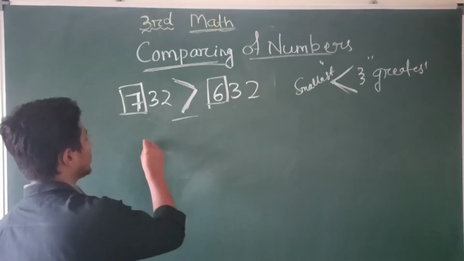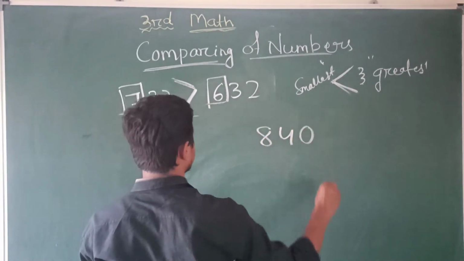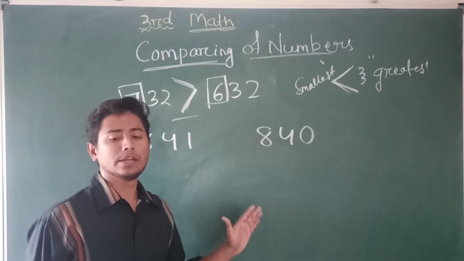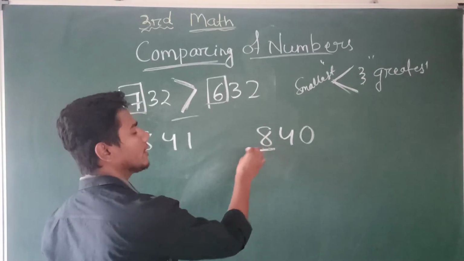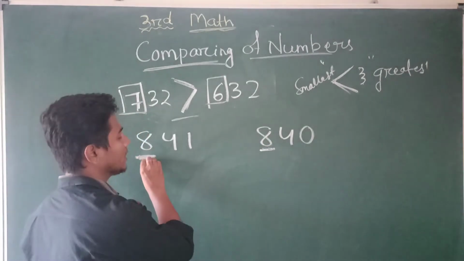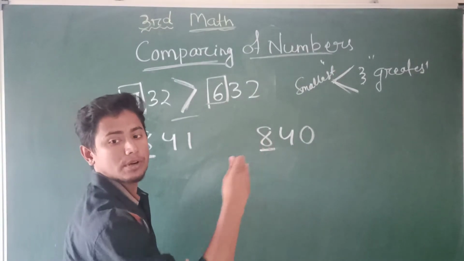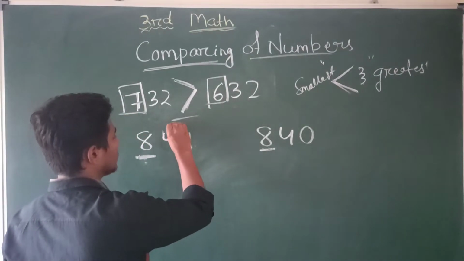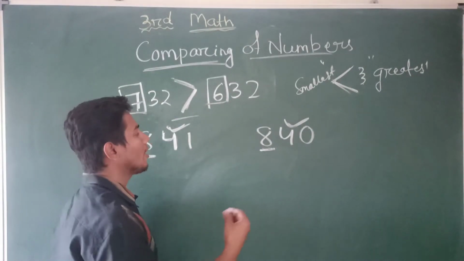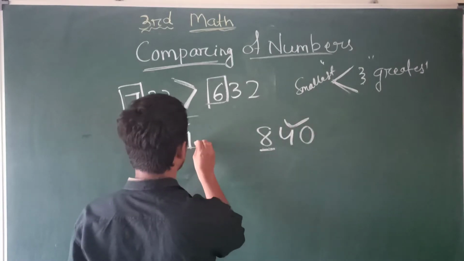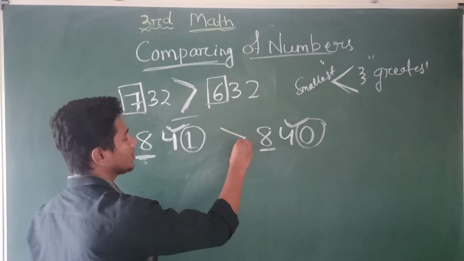Let's solve another example. Here 841, here 840. The same thing you do. You always start from the highest place, from the hundreds place. Here in the hundreds place 8 is there, and here the same 8 is there. If the first digits of the two numbers are the same, then you move to the next digit. Here 4, and here the same 4. Both 4s are equal. Then what can you do? Now you move to the next. Here 1, here 0. Understood? So 1 is greater, so I put this symbol.